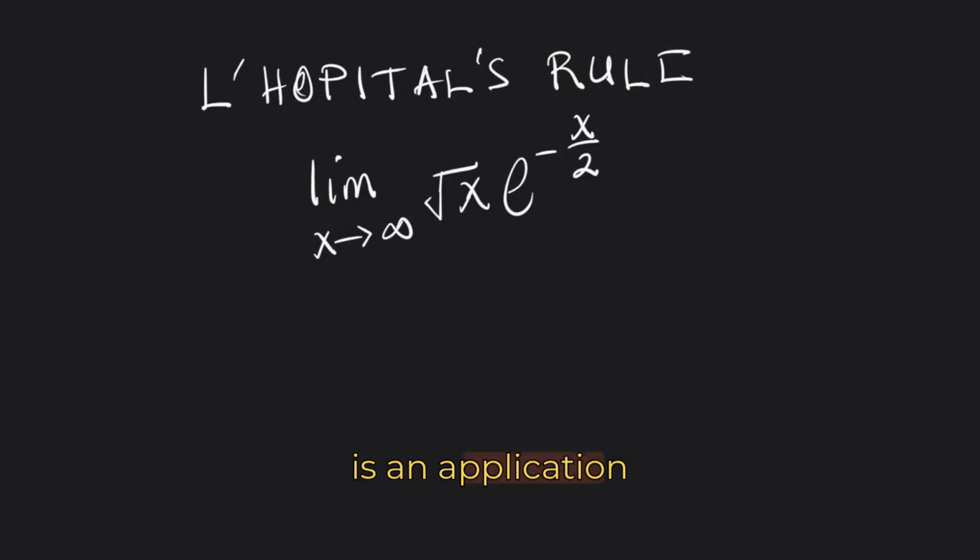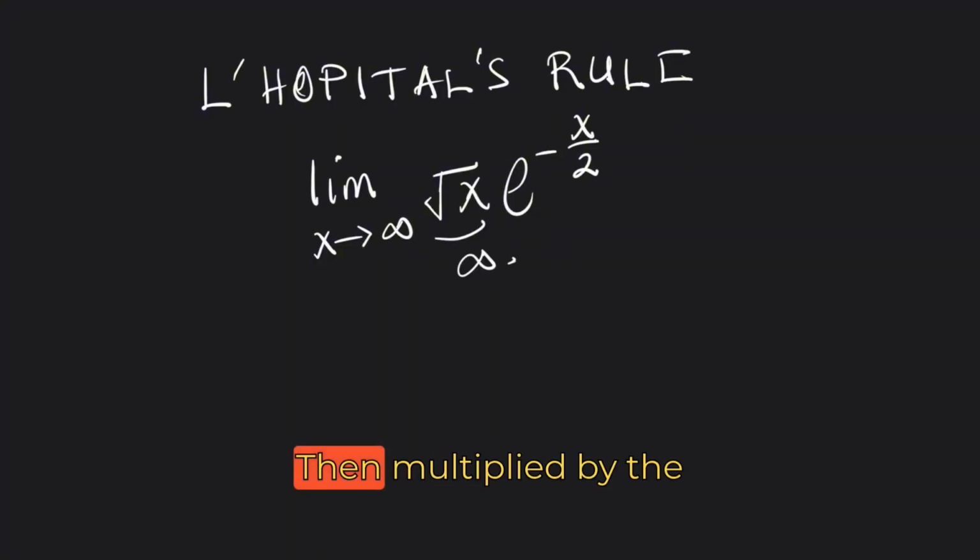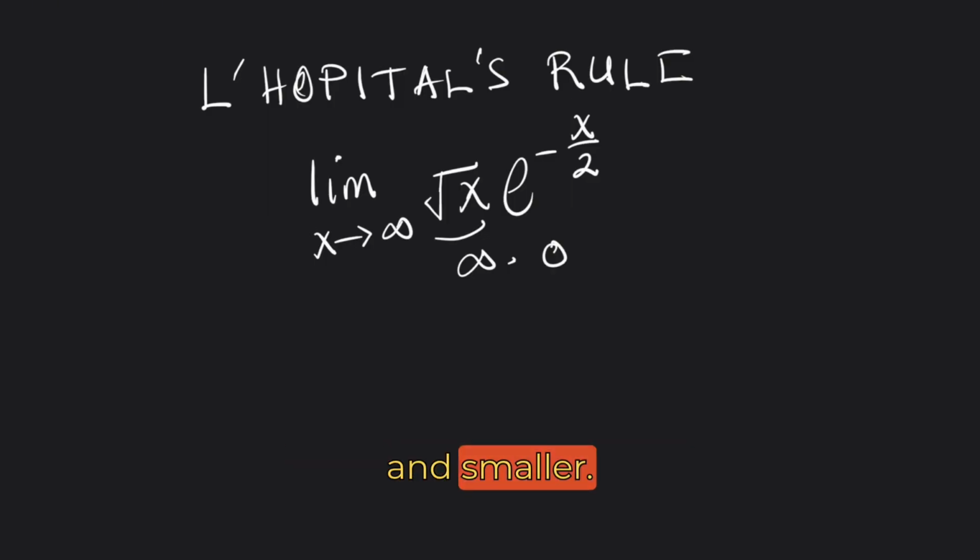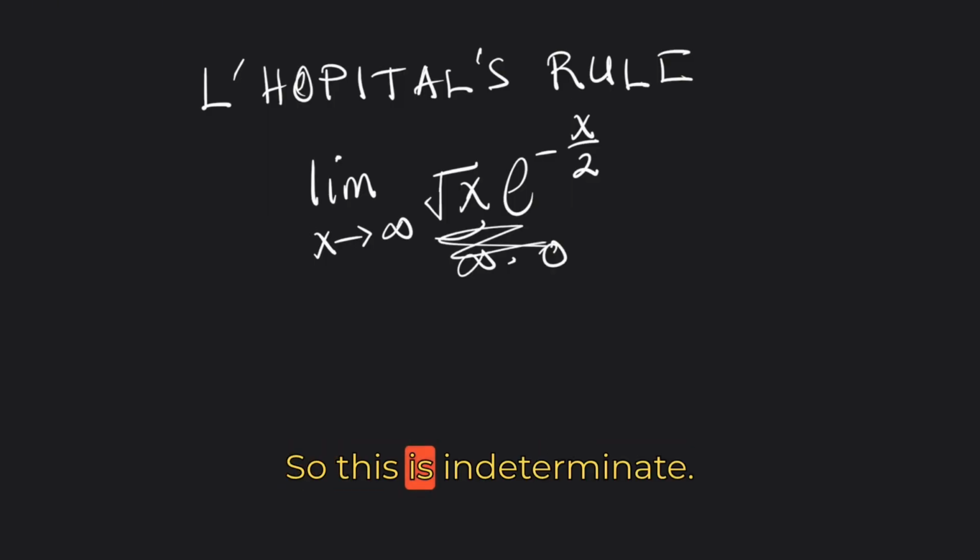This problem is an application of L'Hopital's rule. So you can see that here we have the limit as x goes to infinity of the square root of x times e to the negative x. As x goes to infinity, the square root of x goes to infinity. Then multiplied by e to the negative x, which as x goes to infinity goes to 0, because it goes smaller and smaller. So this is indeterminate.